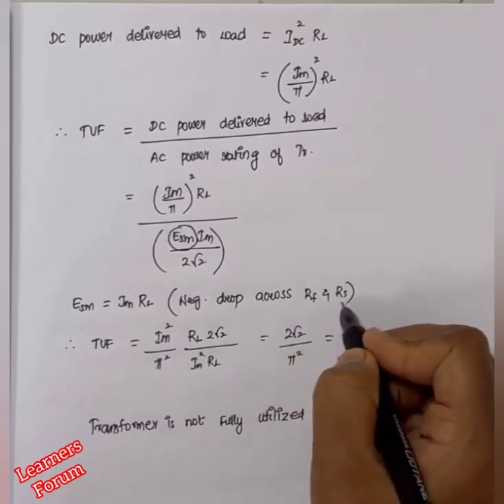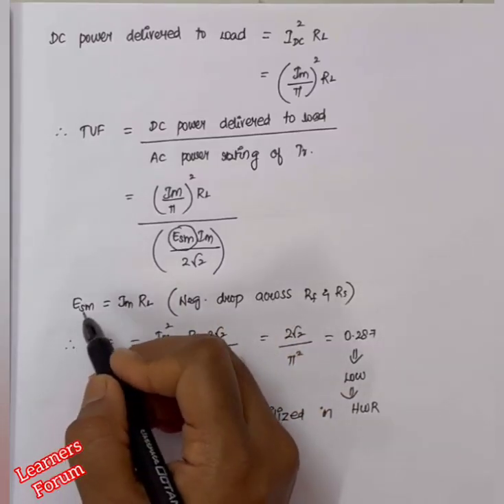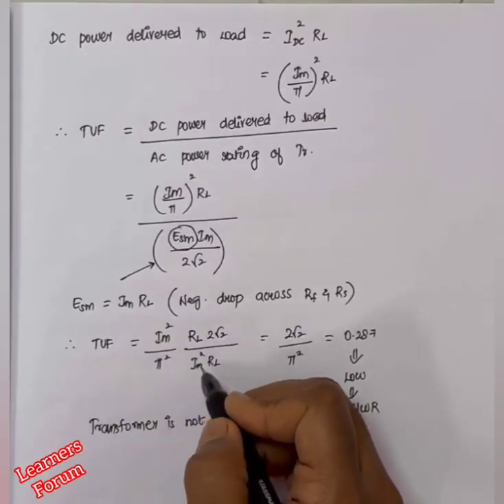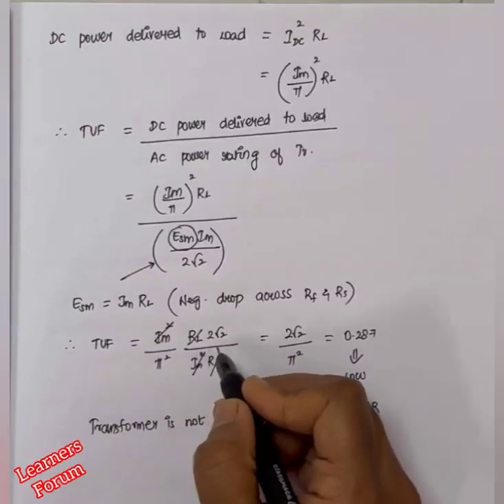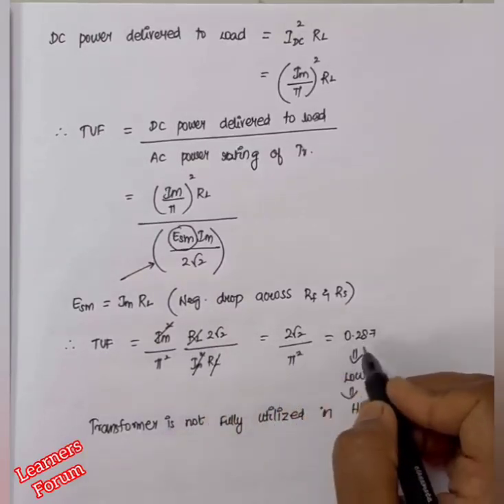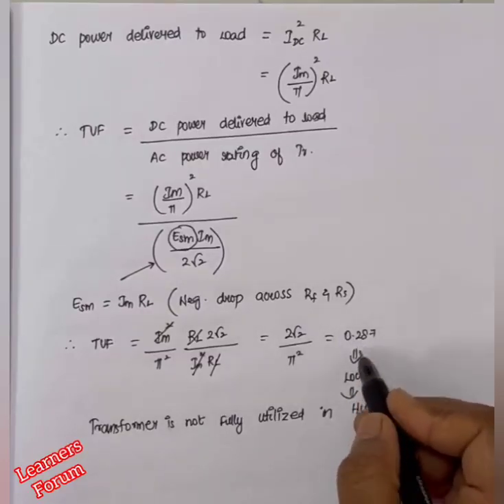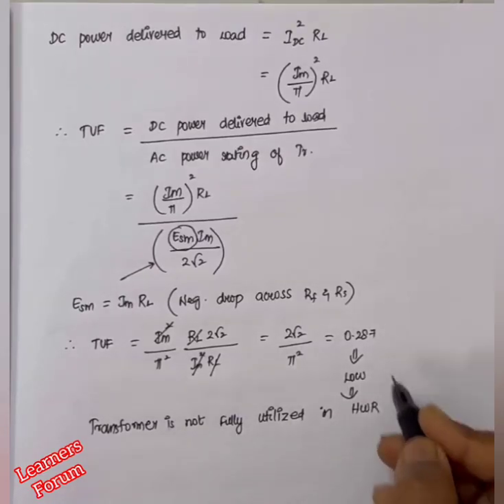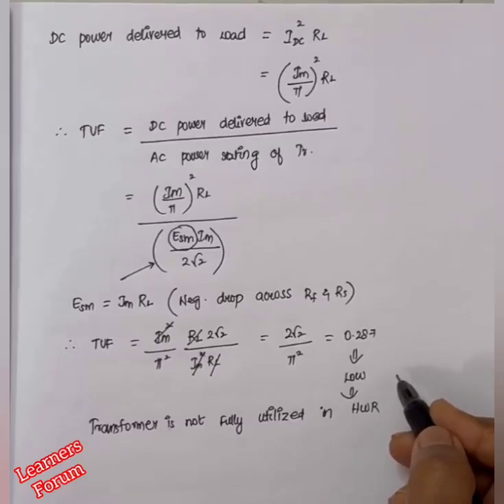Here we have neglected the voltage drop across the forward resistance and source resistance. We have discussed this neglection factor already. So using that, we can get the value of the secondary voltage ESM, and after substituting that over here, we will get the resultant value of transformer utilization factor this way. Here Im square will get cancelled and RL will get cancelled. The remaining value will be 2 root 2 divided by pi square, which is 0.287. This value of transformer utilization factor is very low, which means the transformer is not fully utilized in a half wave rectifier. This is how we can calculate the value of TUF, and you can conclude if it is completely utilized or partially utilized for the corresponding circuit.